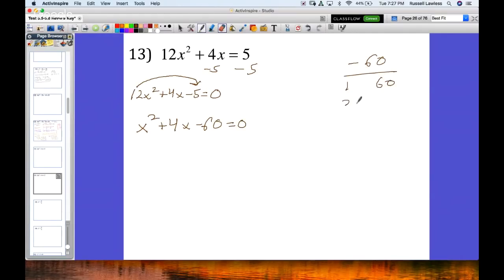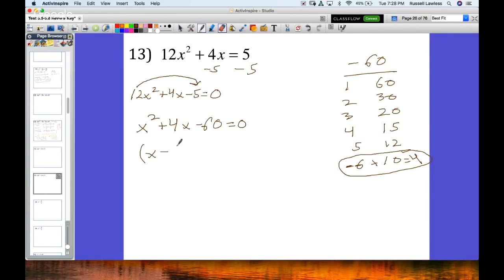1 and 60, 2 and 30, 3 and 20, 4 and 15, 5 and 12, 6 and 10. 7 doesn't go in, 8 doesn't go in, 9 doesn't go in, but 10 does. So now that we've essentially found all of the factors, can any of these add up to 4? Well, these can, if we make 6 negative, so then that would give us 4. So then that would factor to x minus 6 times x plus 10.